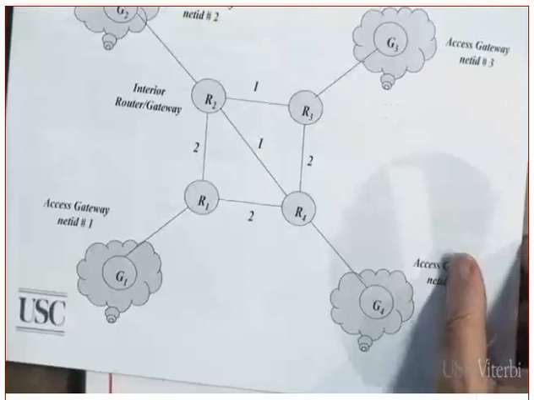R1 connected to what? Multiple other routers, R2, R3, R4, and so on and so forth. What is this one? This is, again, an interior routing protocol.